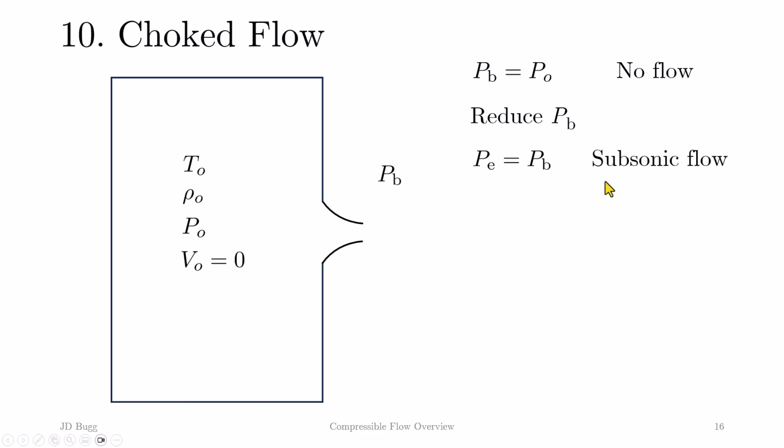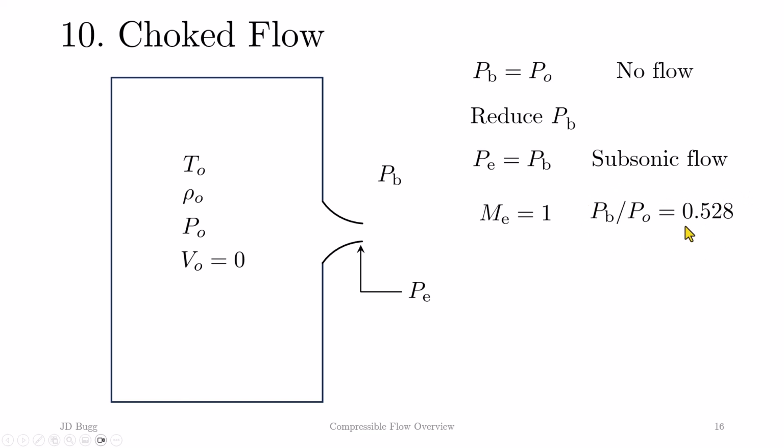Under these subsonic flow conditions, the pressure at the exit plane, denoted here as PE, will be equal to the back pressure PB, since it is just a subsonic jet. That's going to continue as PB is decreased further until the Mach number at the exit becomes equal to 1. If the ratio of specific heats for the gas is 1.4, which is true for air and any diatomic gas, the ratio of PB to P0 for this condition is 0.528.